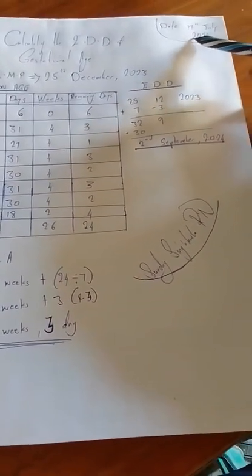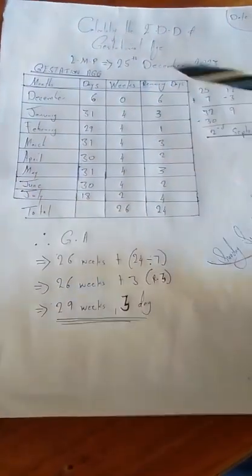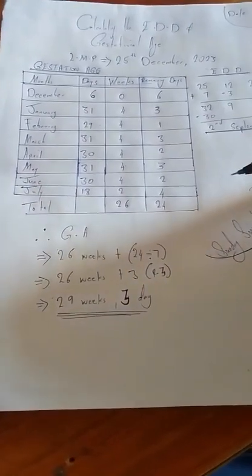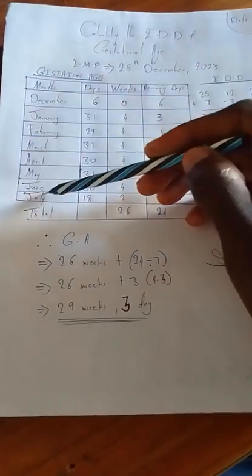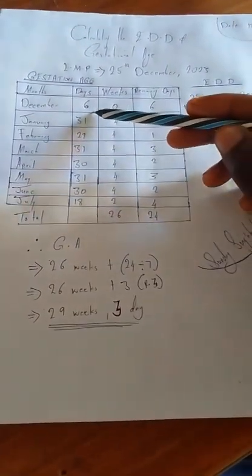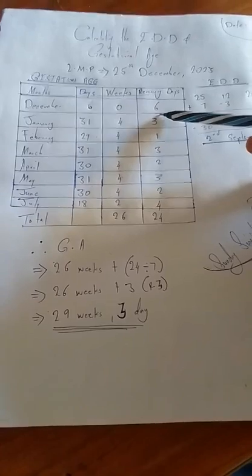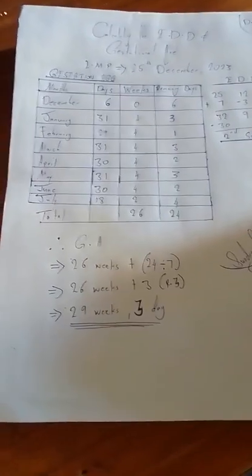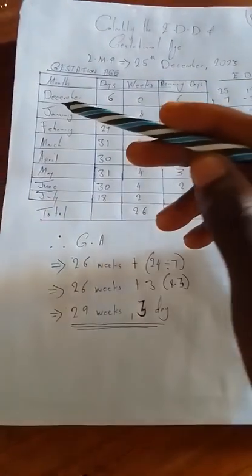2024. Yes, so to help us with our calculation, I've drawn this table. The table has 4 columns. We have months, days, weeks, and the remaining what? Days. Okay, so we're going to start our calculation by writing the first month here.